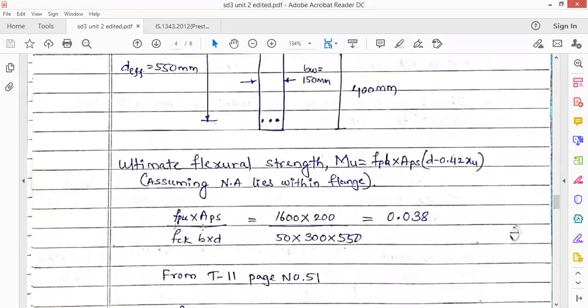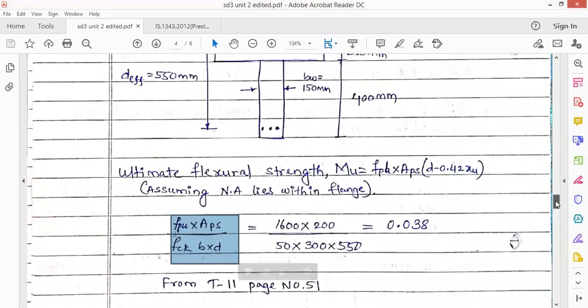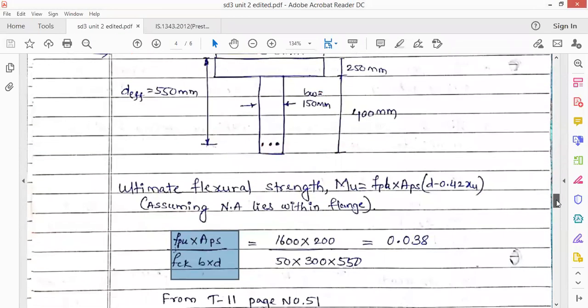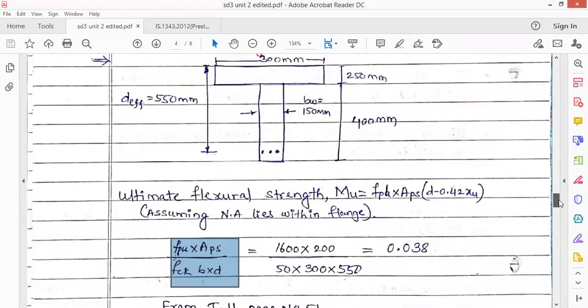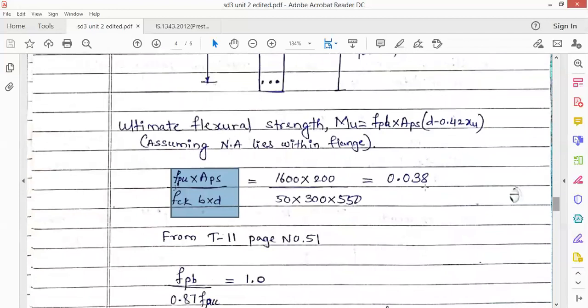I said we need to calculate a parameter. I will be calculating this parameter, that is FPU into APS divided by FCK into BD. FPU is given, it is 1600 here, and APS is also given, 200, and FCK is 50, and B is 300 mm, effective depth D is 550 mm. Everything is given, so I will directly calculate this parameter. Substituting the values, I obtain the value of this parameter as 0.038.